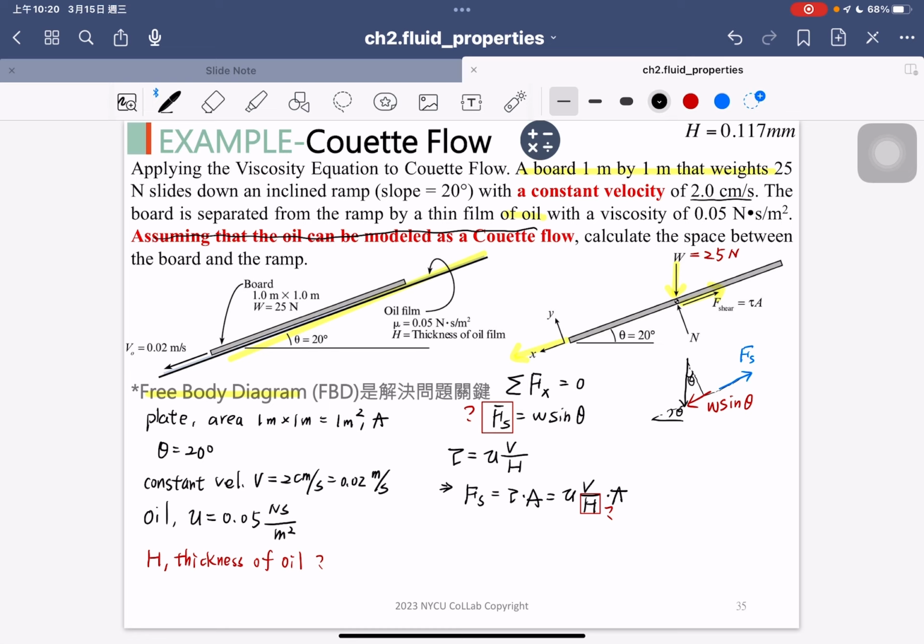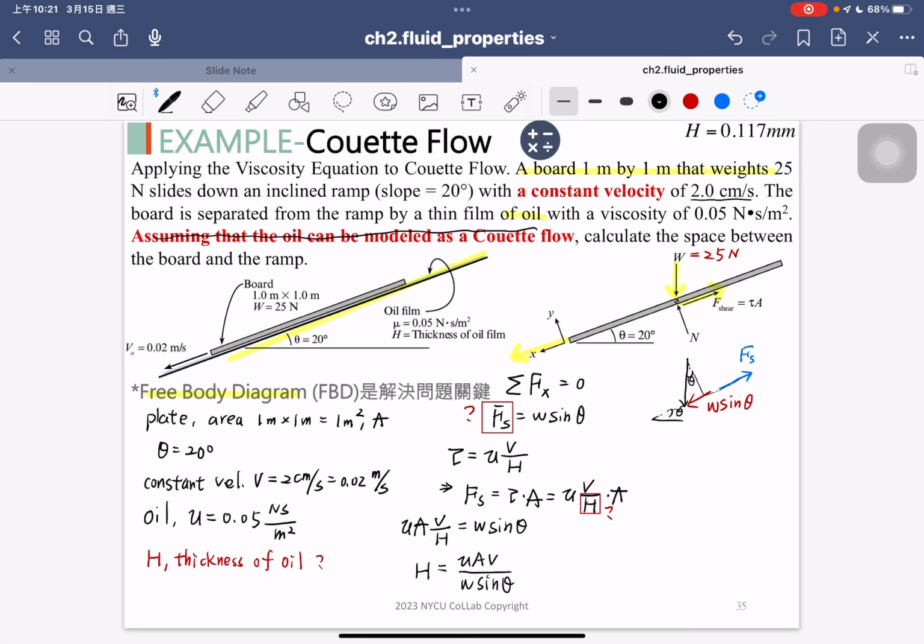The Vs, the dynamic viscosity multiply the area, and the velocity divided by h, okay, is our Vs equal to the weight sine theta, okay? And we reorganize the equation because we put the unknown parameter on the left-hand side, and h will equal mu a velocity divided by the w sine theta, okay?